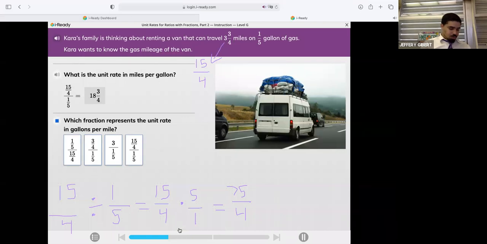Which fraction represents the unit rate in gallons per mile? All right, so on this one, Quincy, how do you do gallons per mile? It's the first one. Yeah, the gallons is 1/5, and the miles is 15/4. So that is correct.